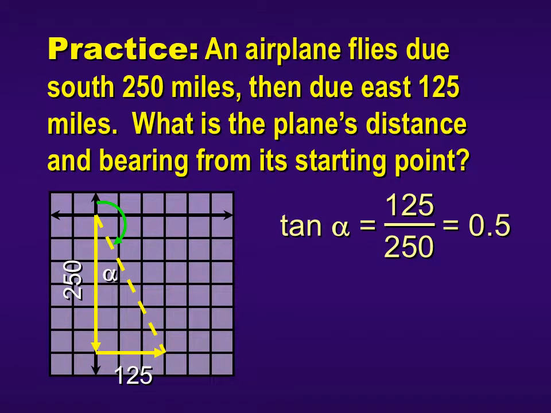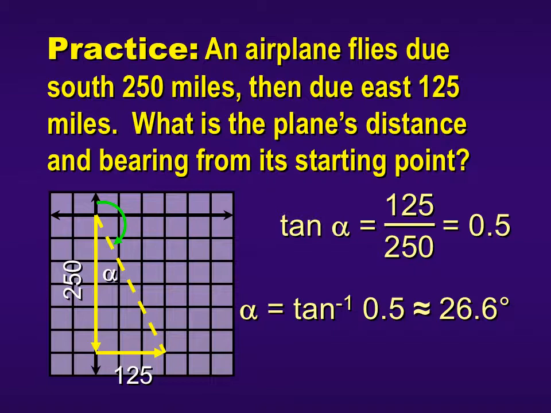Notice how we have a right triangle, which means we can use our trig. So for this angle right here inside the triangle, the tangent of this angle is 125 over 250. So we use our inverse function: tan inverse of 125 over 250. Make sure you're in degrees. Oh, actually, I'm sorry, let's go to degrees. So we get 26.6 degrees.